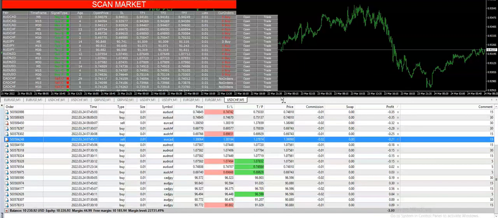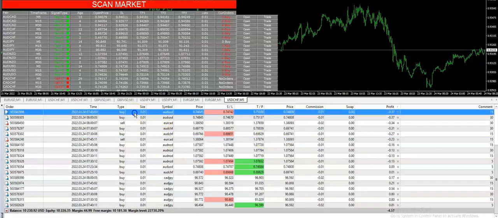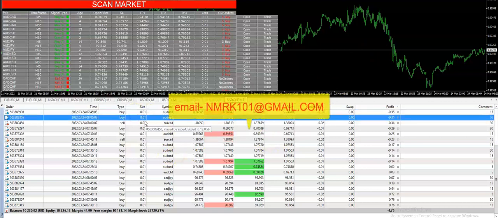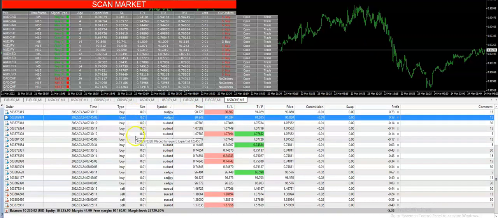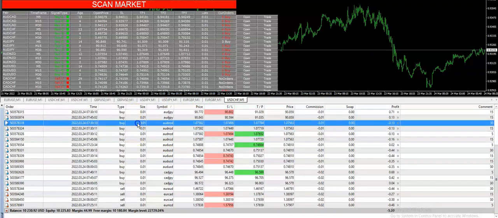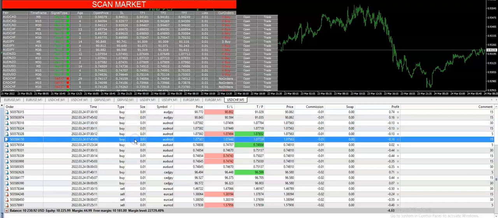You can fix the number of trades you need for each pair. You can fix a maximum limit, like you see that here there are two buys of AUD USD. There are two buys here of AUD JPY, three here or three or four. So I have fixed the limit to 5 maximum trades per pair, so it will not increase beyond 5.